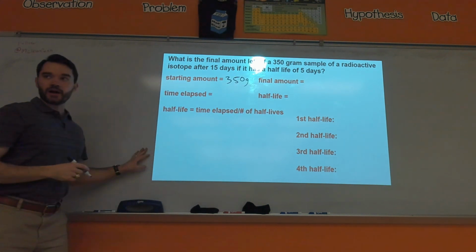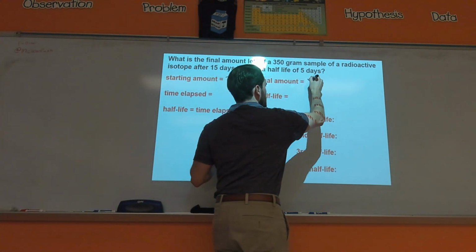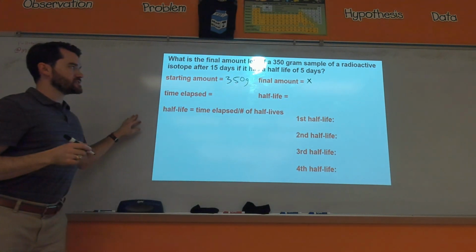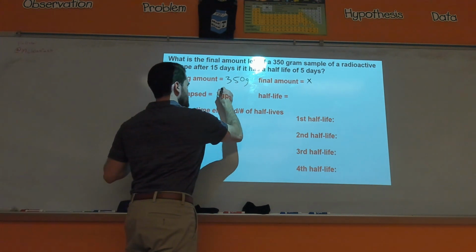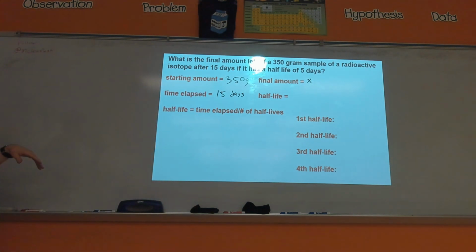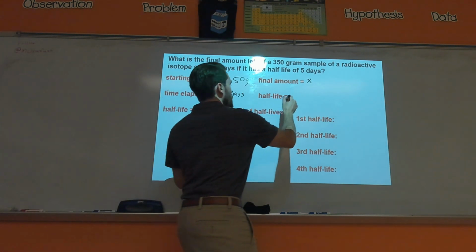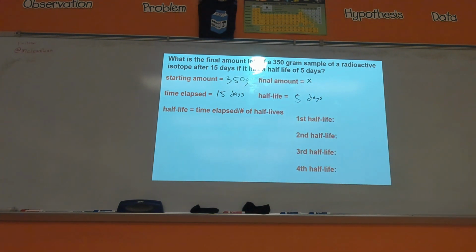What is my final amount? We don't know, so another problem where we don't know the final amount. What's my time elapsed? 15 days, right? And then what's the time for one half-life? 5 days, okay? So to find our final amount, you have to know how many half-lives can I do in 15 days?